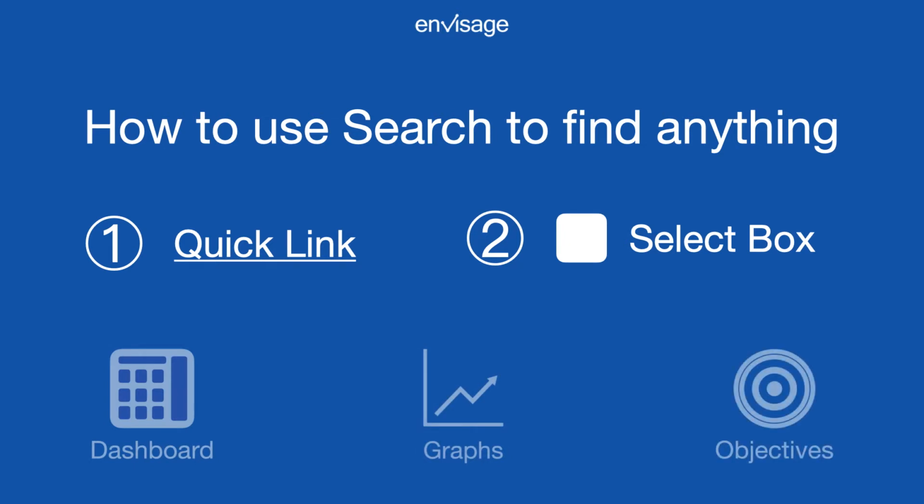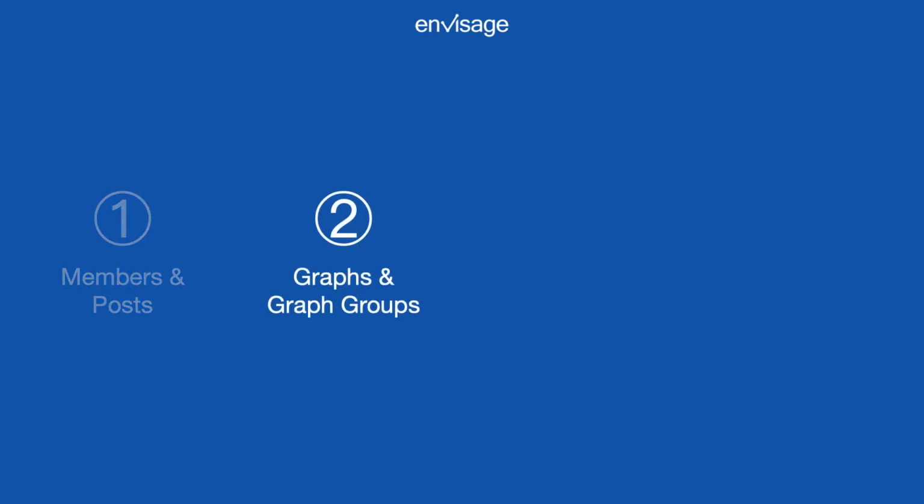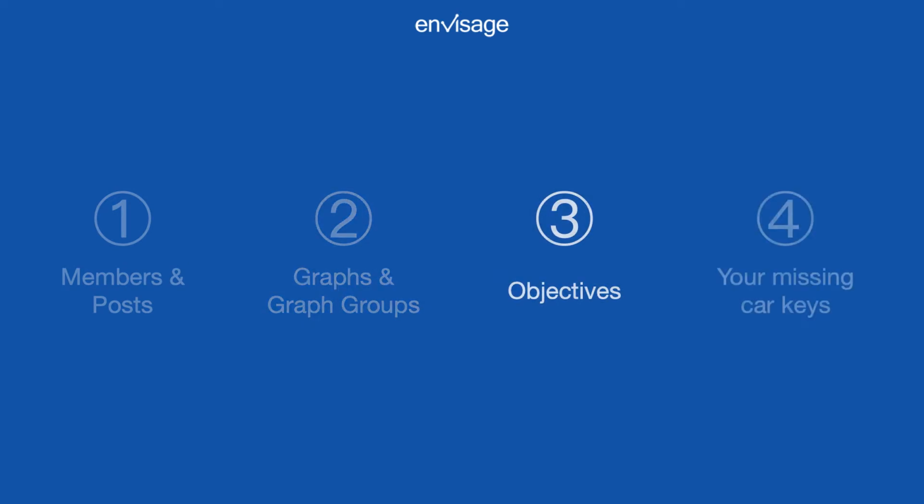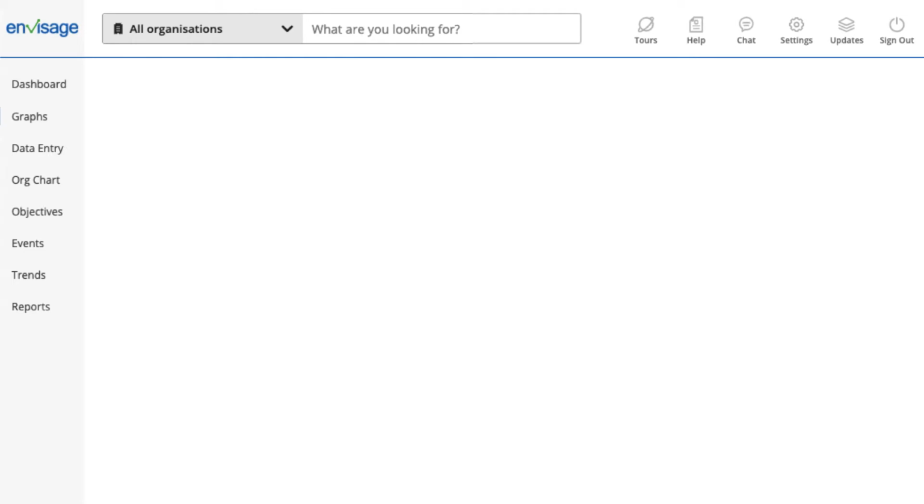We'll demonstrate this as we show you how to use the search bar to find anything, including 1. Members and posts, 2. Graphs and graph groups, 3. Objectives, 4. Your missing car keys. Let's dive in. Finding a member is easy.